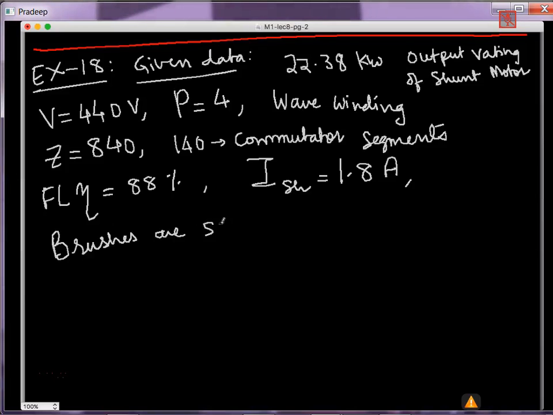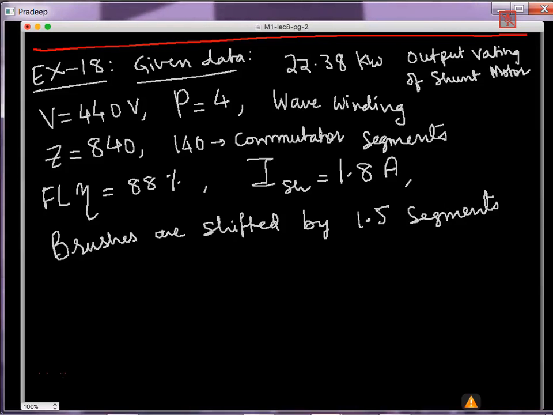Brushes are shifted by 1.5 segments. So that's it. For 360 degrees, there are 140 commutator segments and the brushes are shifted by 1.5 segments. That means the magnetically neutral axis is shifted by 1.5 segments. So from that, I can calculate the mechanical angle, how much they are shifted.